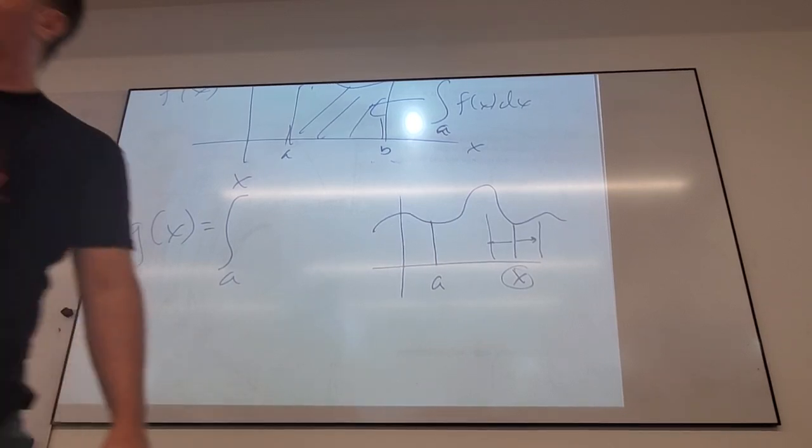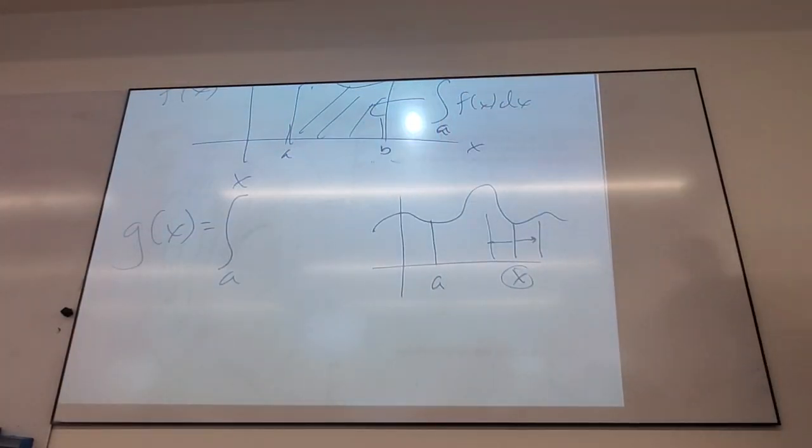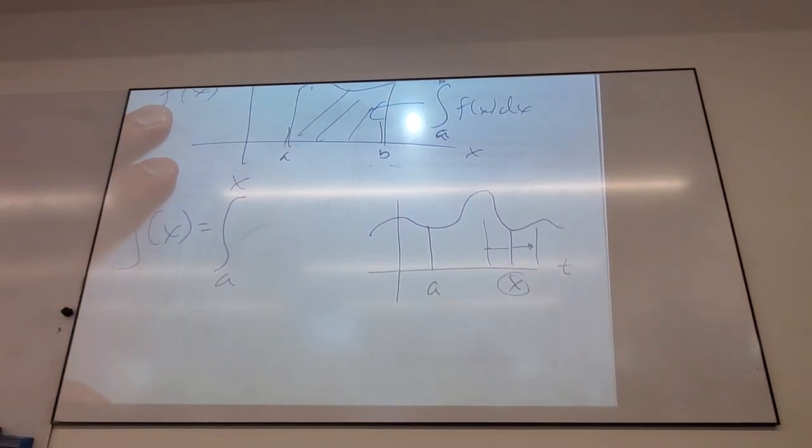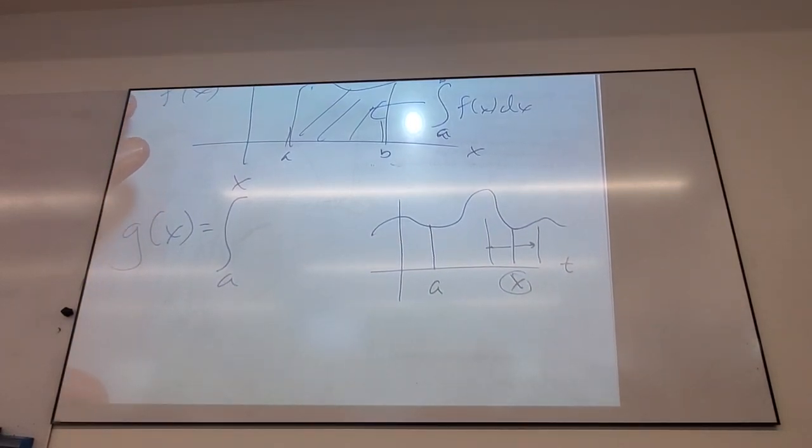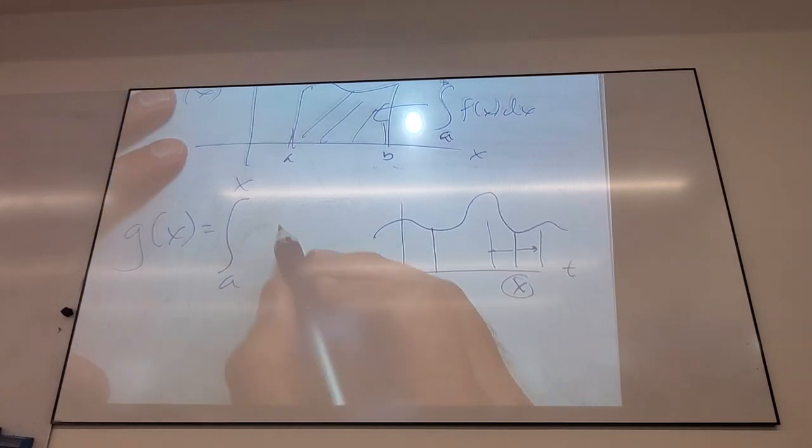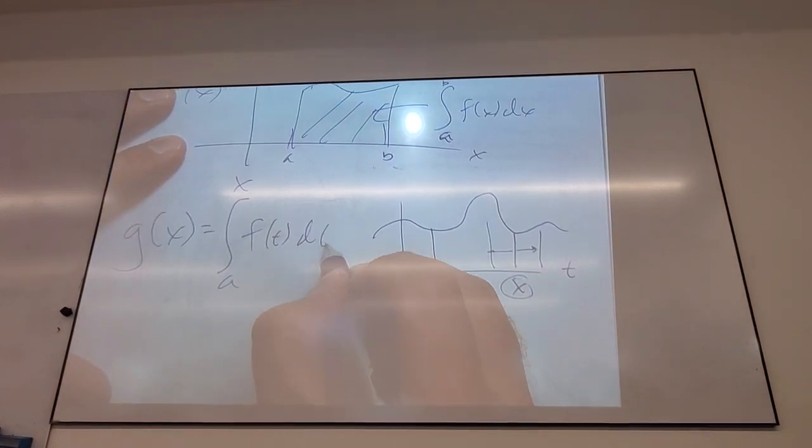So what we do normally when we have this situation is we use the letter t to represent our axis. We are using x already. So inside I'm gonna put f of t dt.